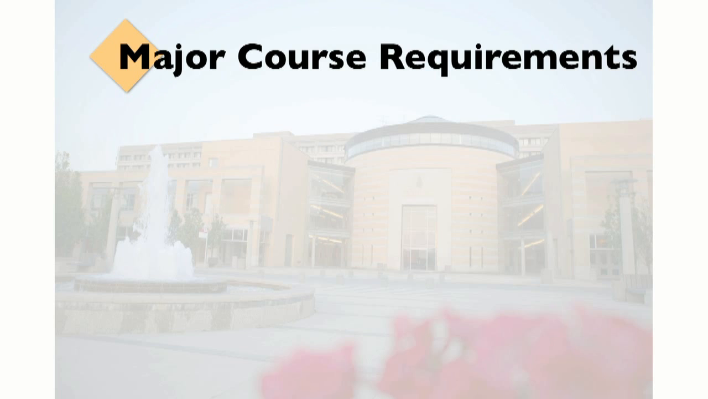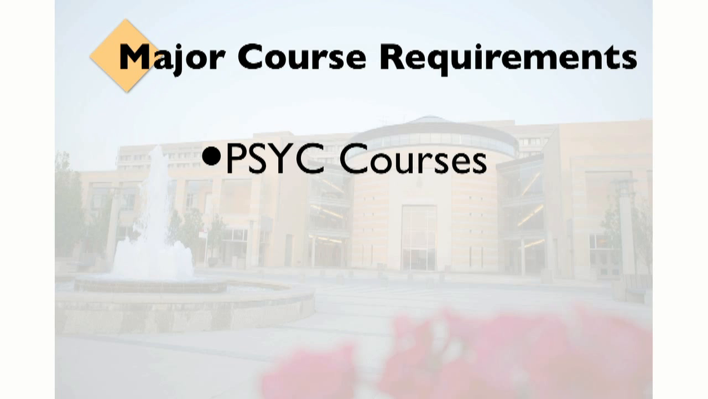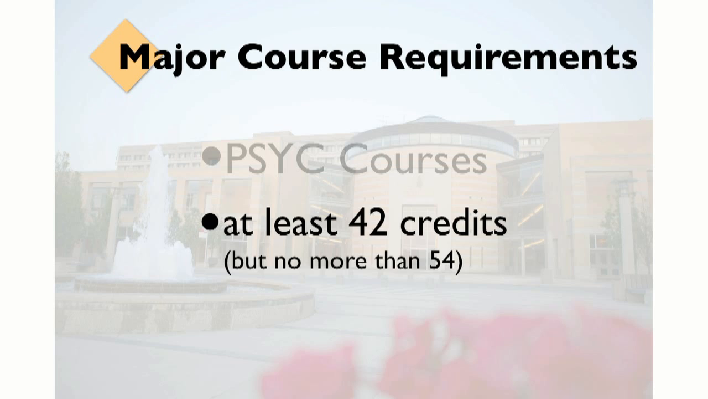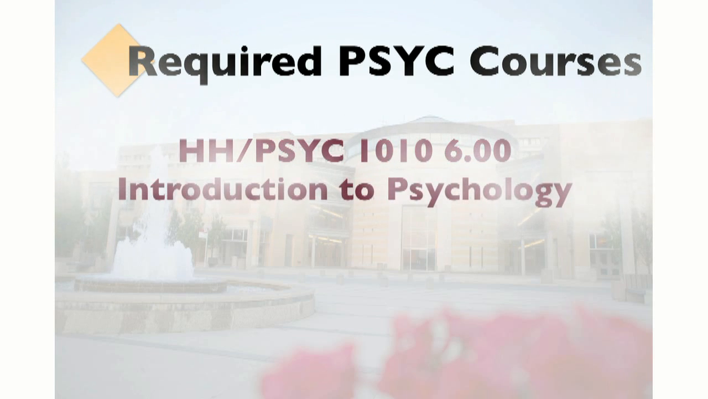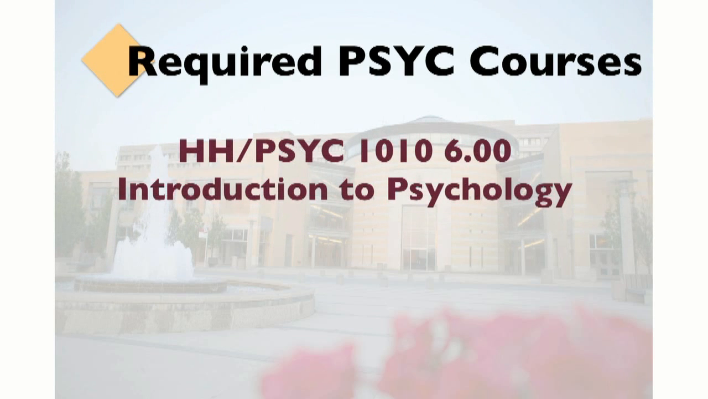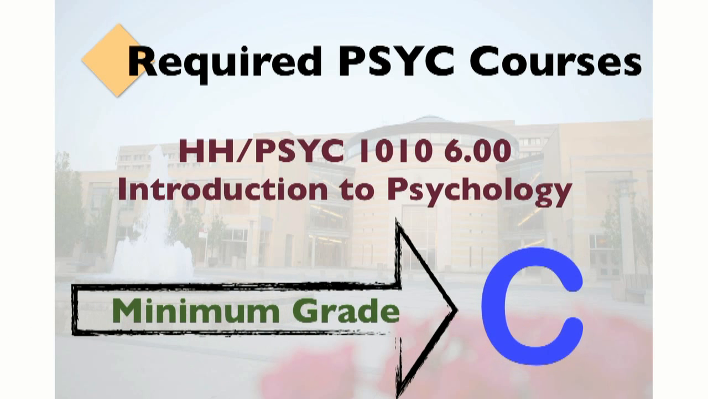Major courses refer to credits that you need to take in the program to which you've been admitted. In your case, psychology. For an honors BA degree, you will need at least 42, but no more than 54 credits in psychology. As part of the 42 to 54 credits you require for your major, you must complete the following courses: Psych 1010, Introduction to Psychology, and achieve a minimum grade of C.